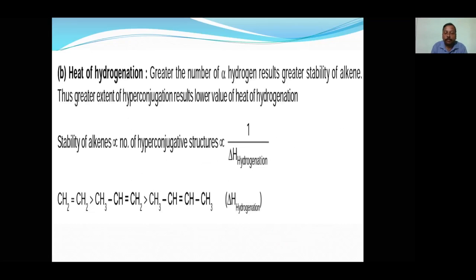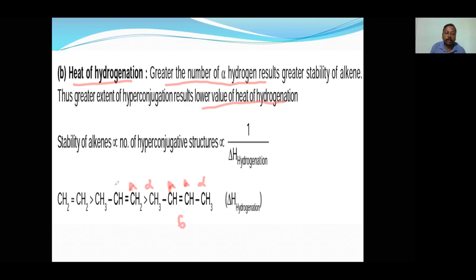Heat of hydrogenation. First, we have studied stability. Which is more stable? We will understand with the help of the alpha hydrogens. The second application of hyperconjugation is heat of hydrogenation. Very, very important. The greater the number of alpha hydrogens, the greater the stability, therefore the greater the extent of resonance, and the lower the value of heat of hydrogenation. Already it is stable. See, this is having active carbon, alpha carbon, alpha carbon, so it has 6 alpha hydrogens.